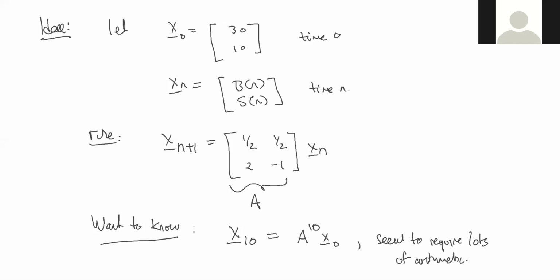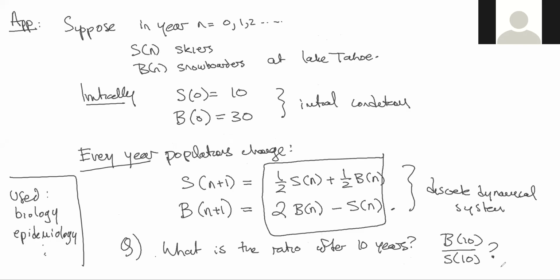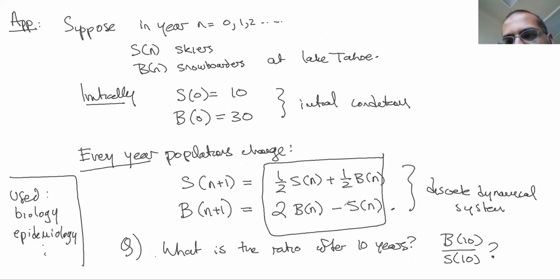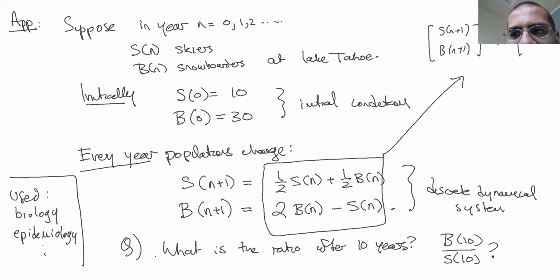Hi. Do you have a question? Yeah. So the rule for the vector x n plus 1, how did that come about? Oh, well, yeah. Let's just write these equations in matrix notation. So this is saying that S n plus 1, B n plus 1 is equal to that matrix A times S n, B n, right?